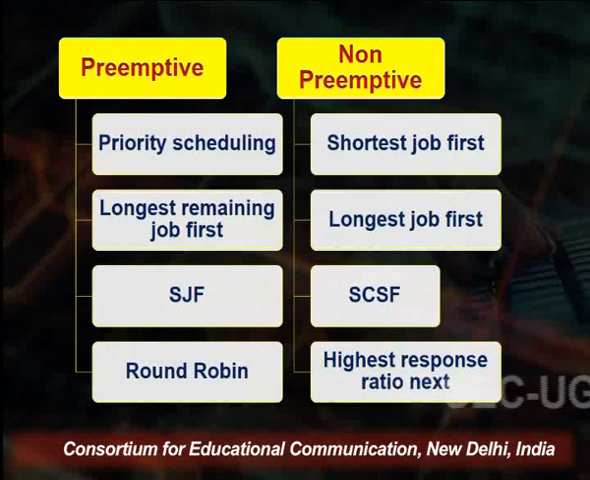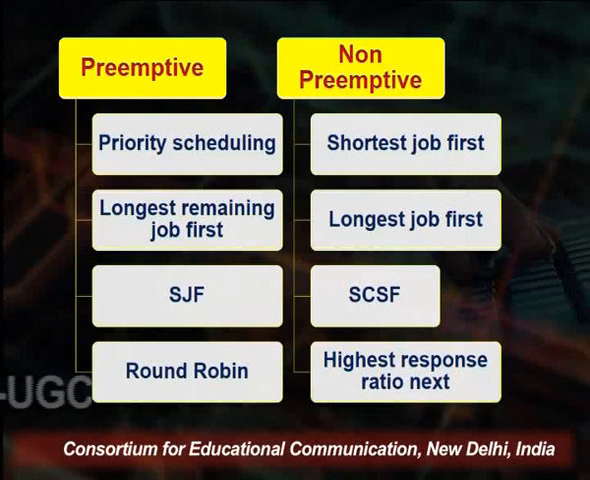If we talk about non-preemptive scheduling algorithms, these are shortest job first. Please notice that shortest job first, SJF, is in the section of preemptive as well as non-preemptive. We can have a version of shortest job first which is non-preemptive, and we can also have a version which is preemptive. Apart from shortest job first, in the non-preemptive category we have longest job first, then FCFS, then highest response ratio next. These are the names of the scheduling algorithms which we will go through in detail.